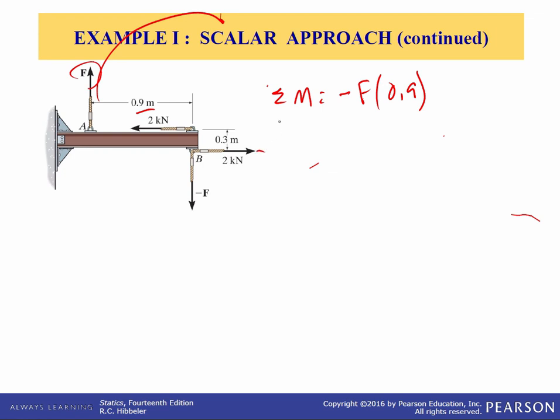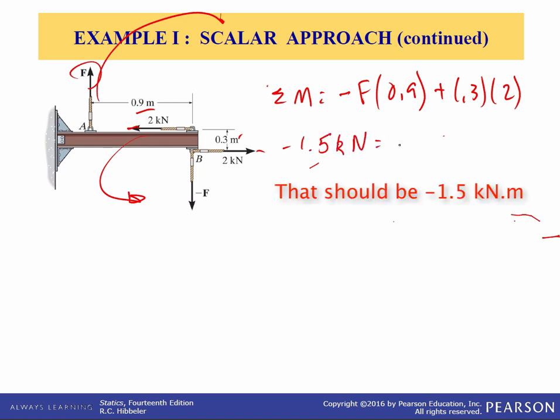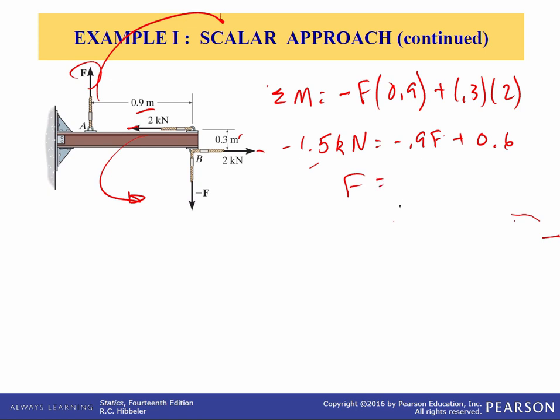Now these 2 kilonewton forces define another couple, and it tends to rotate counterclockwise, so it's positive, and its perpendicular distance is 0.3, so this would be plus 0.3 times 2. When you solve, the resultant moment, as I said earlier, we want to be minus 1.5 kilonewton meters. So that equals minus 0.9 F plus 0.6. So the answer is F is 2.33 kilonewtons.